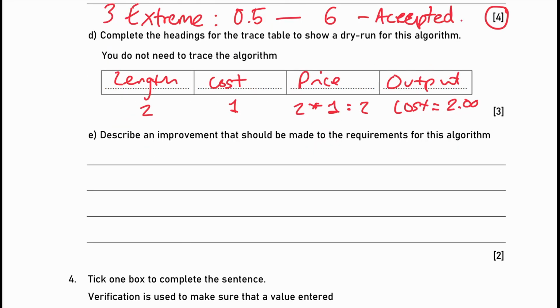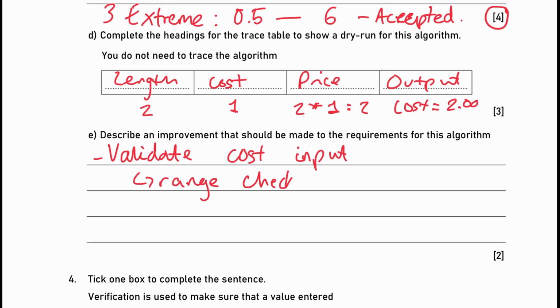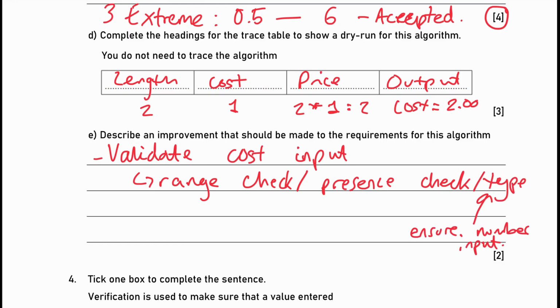And then we need to describe an improvement that should be made to the requirements of this algorithm. And we could have said a further validation check on the cost variable. So validate the cost input. And you could have said again, a range check if there was a certain range. But you could also mention a presence check, as it can't be left blank, or even a type check to make sure that it's a number. Quite a difficult question to answer, but when you're asked about improving algorithms, always look to validation first.